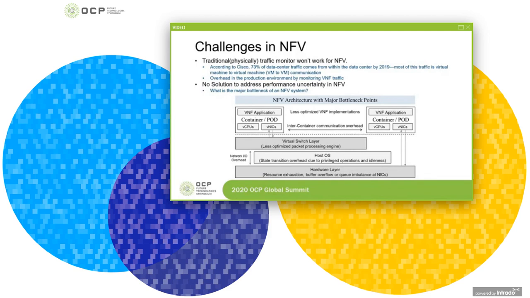Also, Cisco estimated that more than 73% of the traffic will come from within the data center, and most of it will be VM-to-VM traffic. So we have more and more network traffic in virtual environments right now.